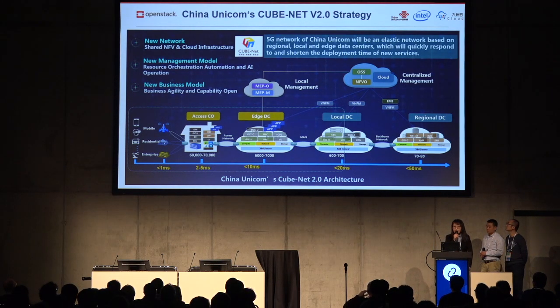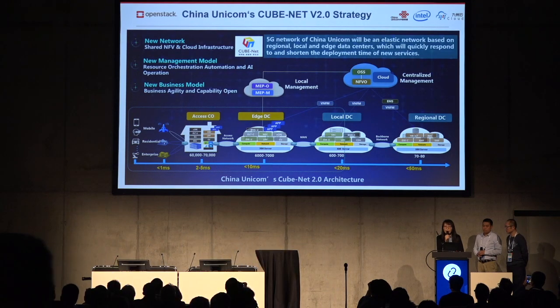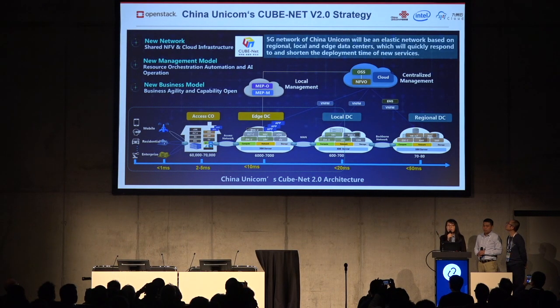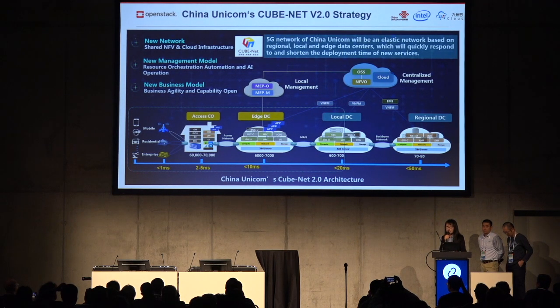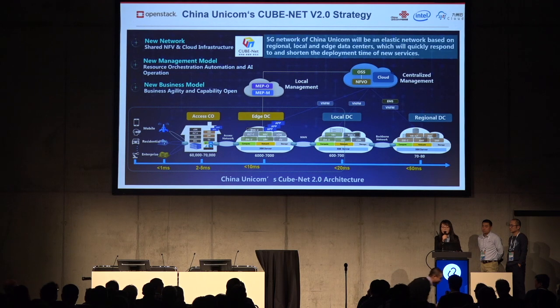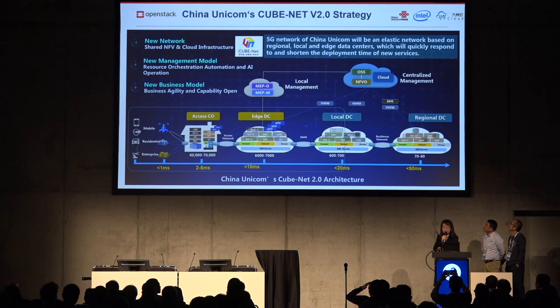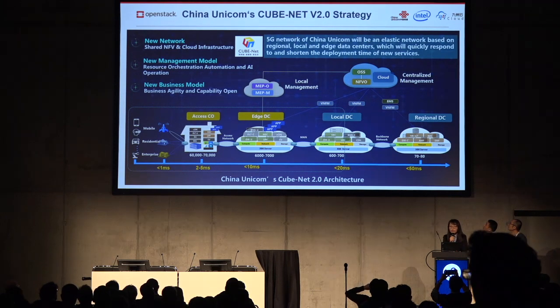So, to effectively meet the service requirements of eMBB, mMTC, and URLLC in 5G network, as well as enhance industrial competitiveness, almost all the global telecom operators have started network reconstruction and transformation, aiming to establish DC-centered new networks. As shown in this picture, the 5G network of China Unicom will be an elastic network based on three-layer DCs, that is regional DC, local DC, and edge DC, which will quickly respond to and shorten the deployment time of new services.